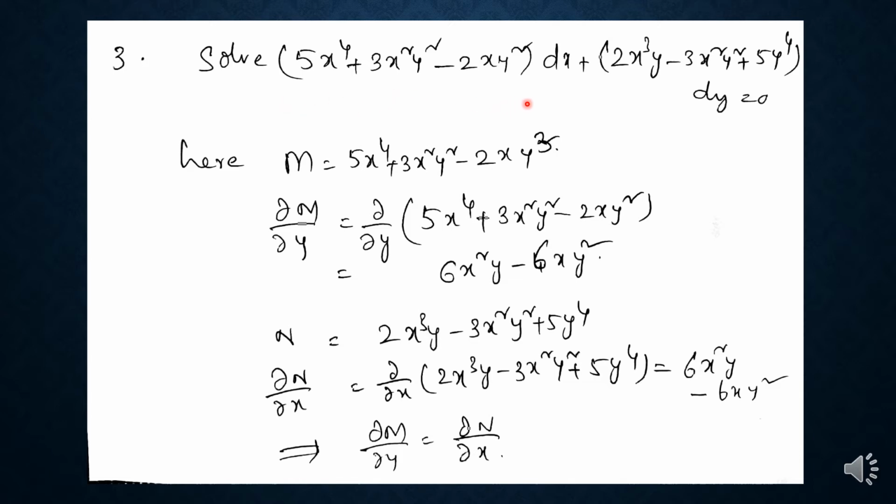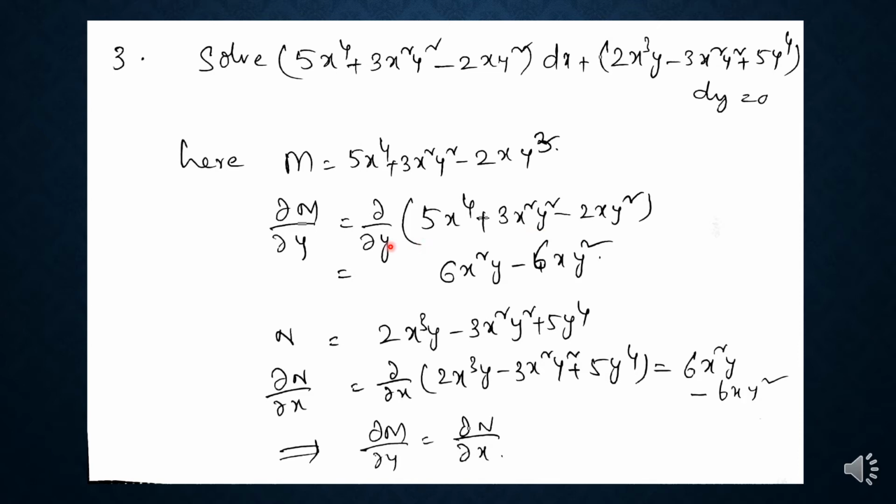So by coming to the exact form, if we compare the given equation with M dx + N dy = 0, here M is equal to 5x^4 + 3x^2y^2 - 2xy^3. Now find the derivative of M with respect to y, ∂M/∂y. ∂M/∂y is equal to ∂/∂y of 5x^4 + 3x^2y^2 - 2xy^3.